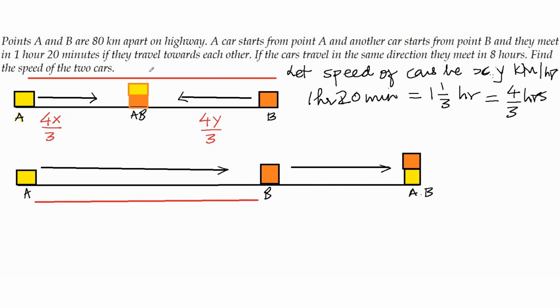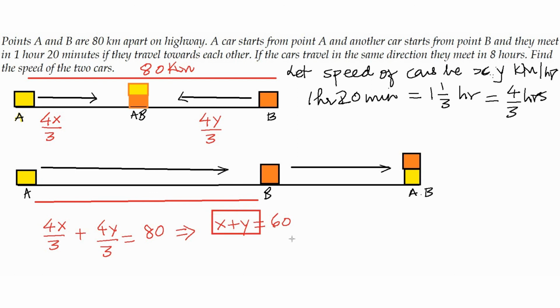So in the case A, when the two cars are moving towards each other, I know that 4x by 3 plus 4y by 3 is equal to 80, which implies x plus y is equal to 60. So the first equation is x plus y equal to 60, right? Now let's take a look at the second equation. The distance covered by the car A. So car A starts from here, and this is where both the cars meet.